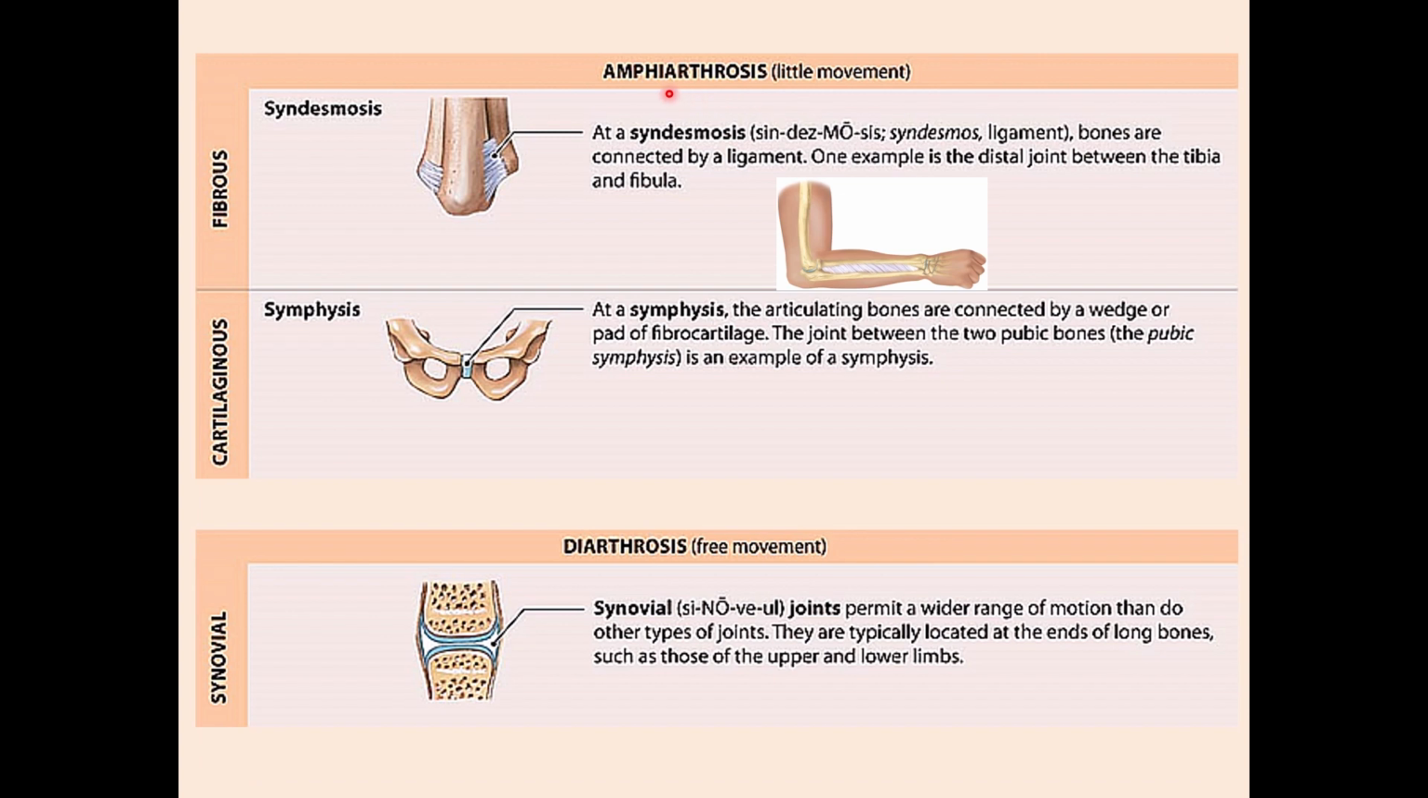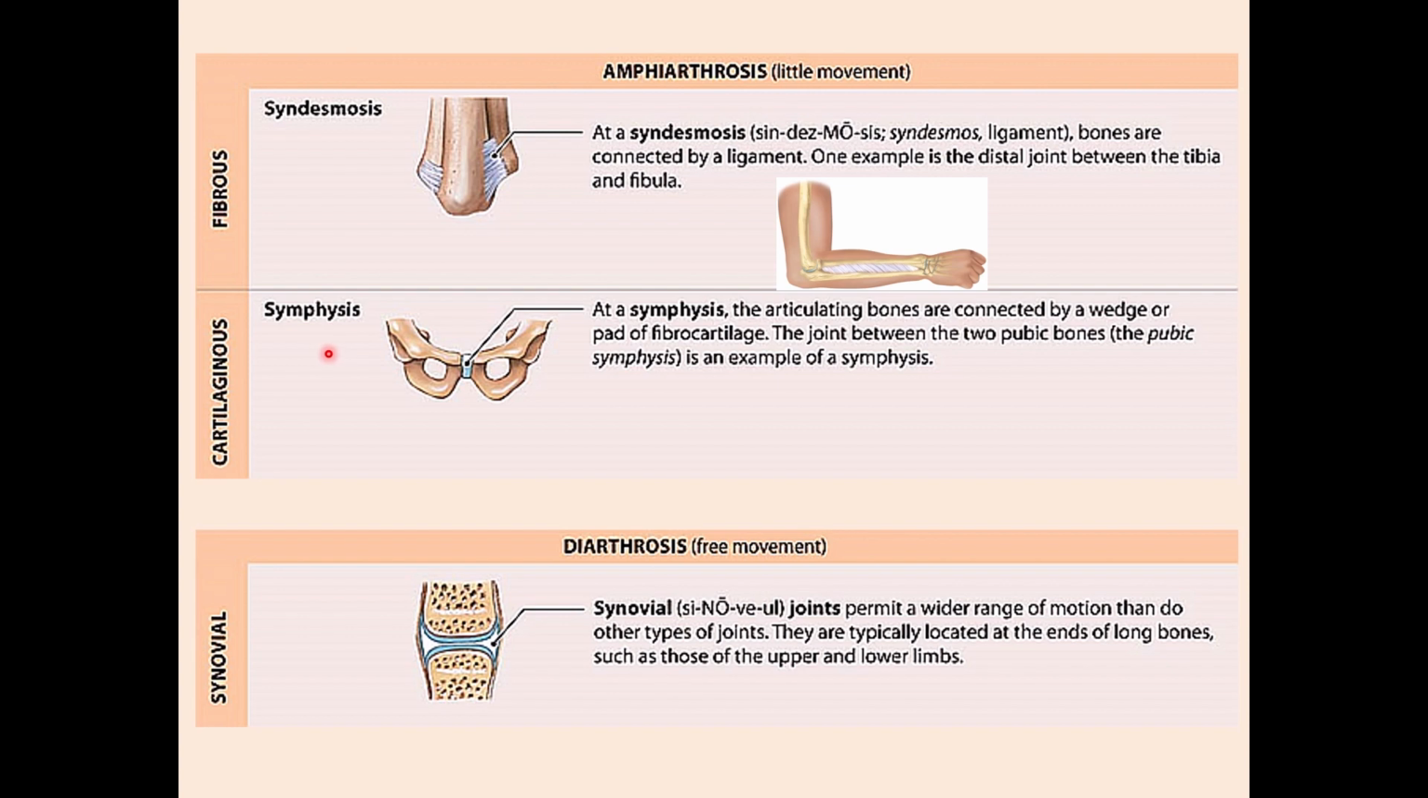The second type of joints based on mobility is called Amphiarthrosis. So there is some mobility here, not a lot. They are divided into fibrous and cartilaginous. An example of the fibrous is called Syndesmosis. It means that these are made of dense regular connective tissue, and you see it between the tibia and fibula in the lower extremity, or between radius and ulna in the upper extremity.